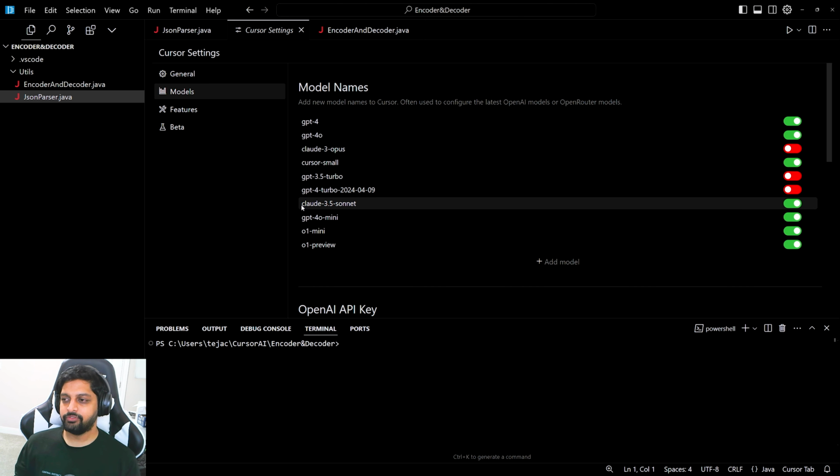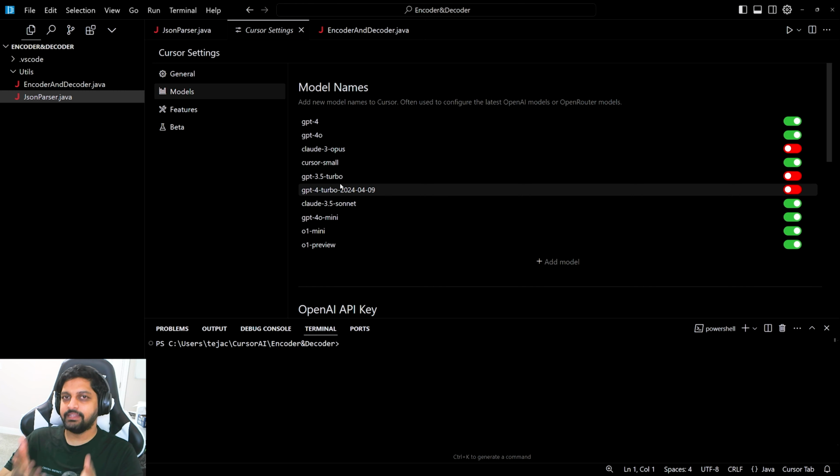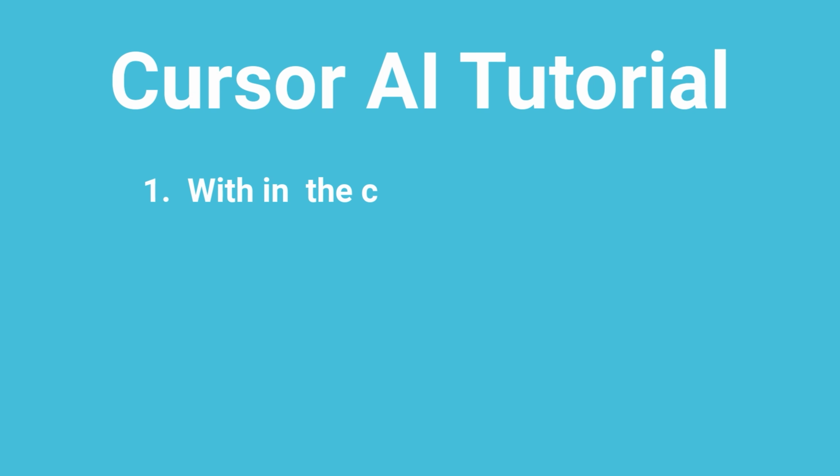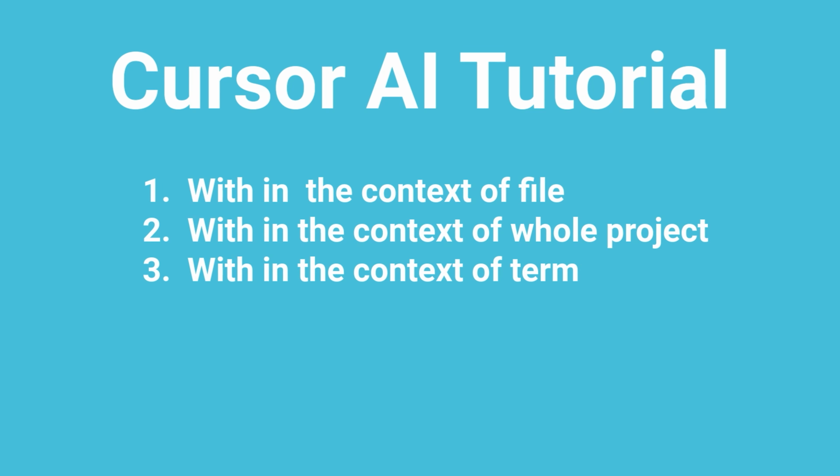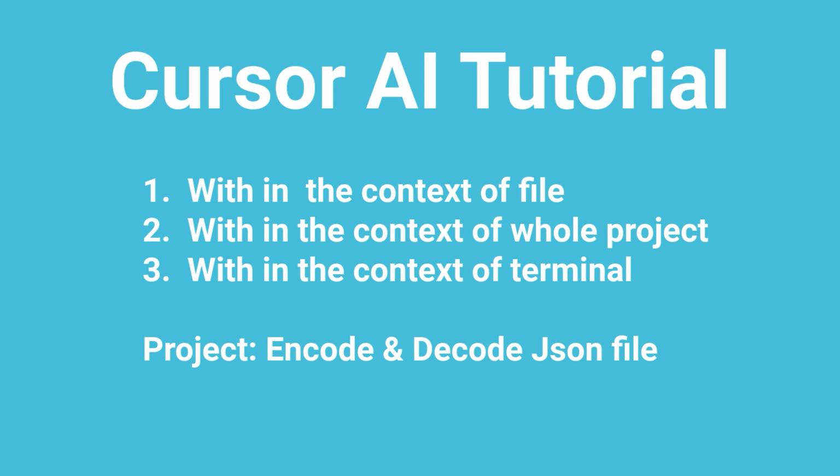So far, I have seen the best results with the Claude 3.5 Sonnet model. In order to make things easy to follow, I have divided this into 3 sections. First, generate code using commands within the context of a file. Second, generate code within the context of the whole project. Third, within the terminal.